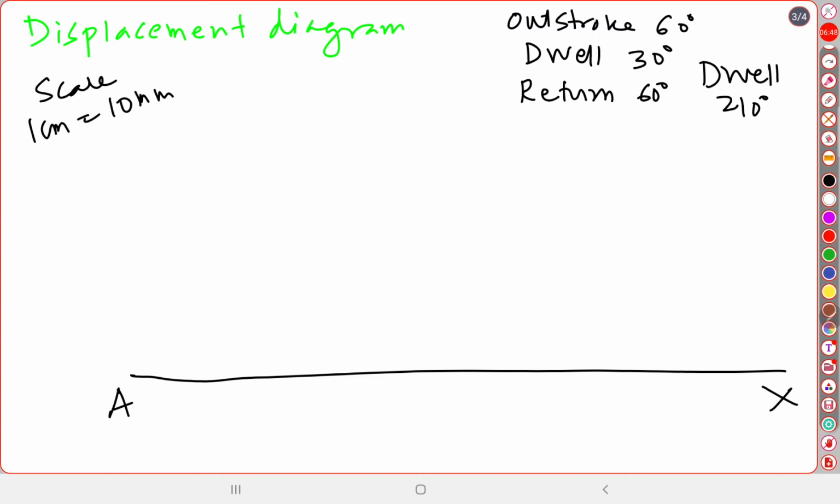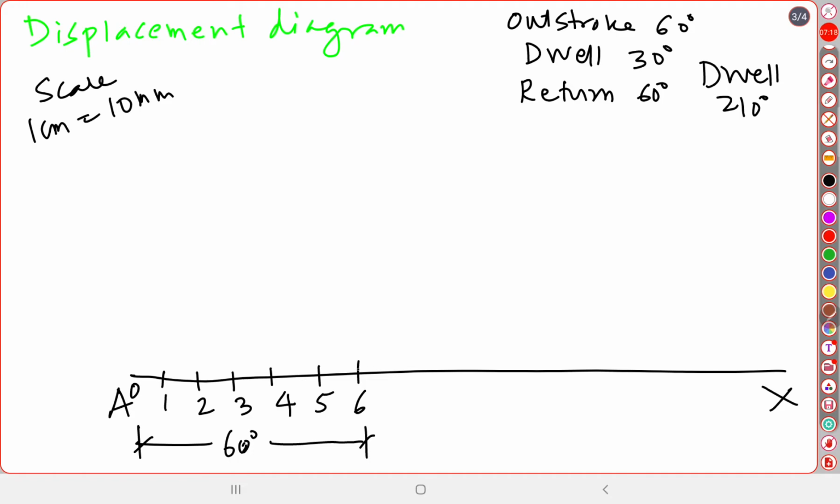So let us plot the outstroke. Outstroke is 60. So here I am starting 0, 1, 2, 3, 4, 5, 6. So this is the outstroke. You will see that this is indicating 60 degree, which is also called the rise of the follower, 60 degree.